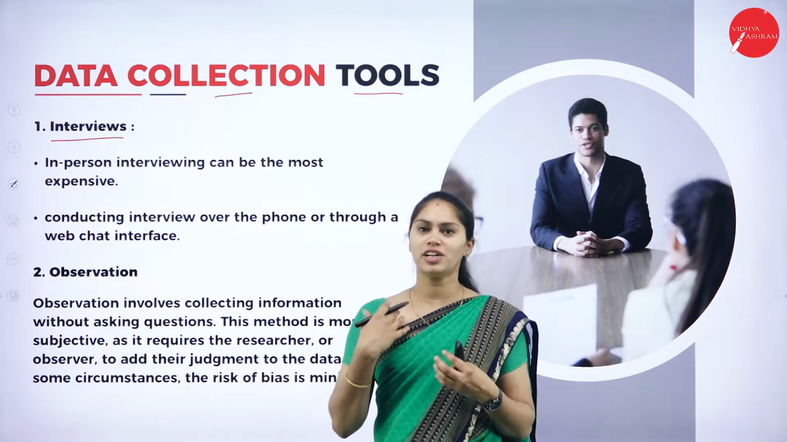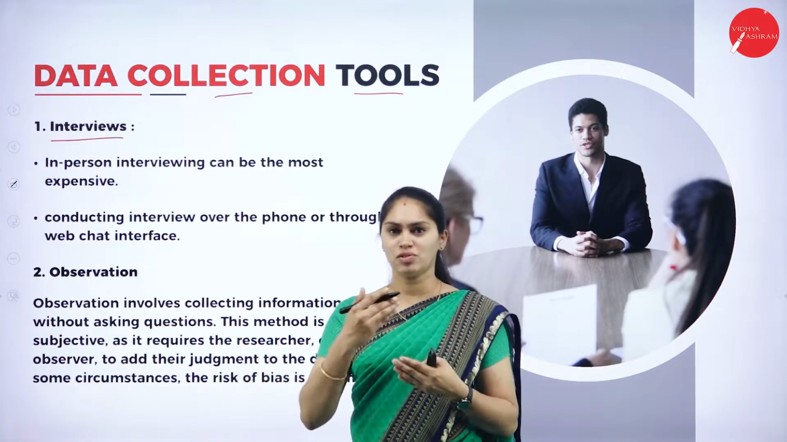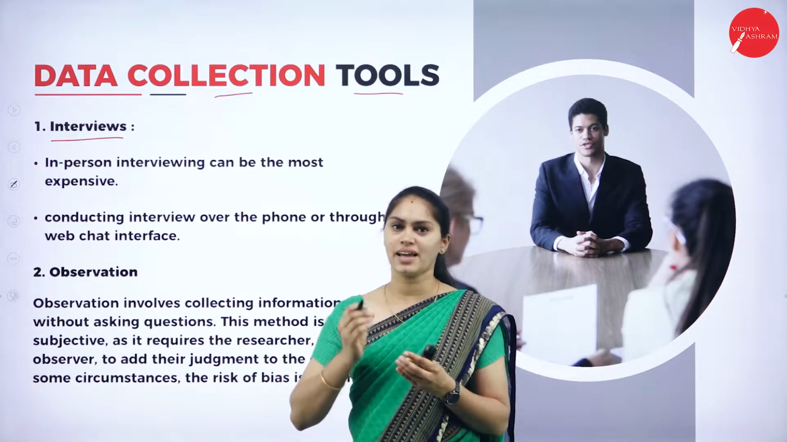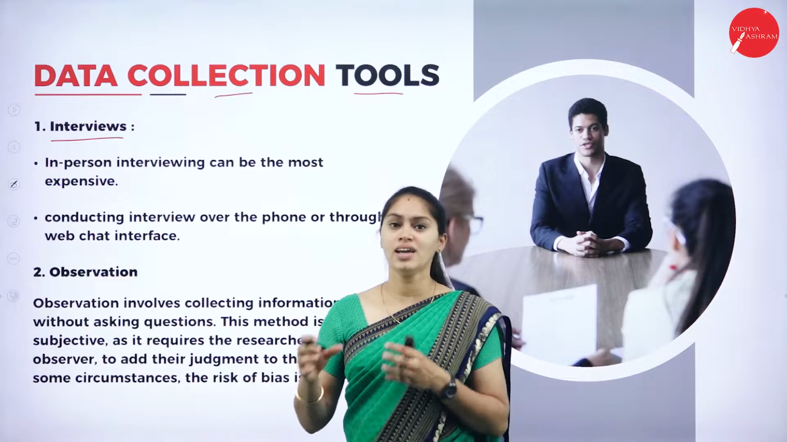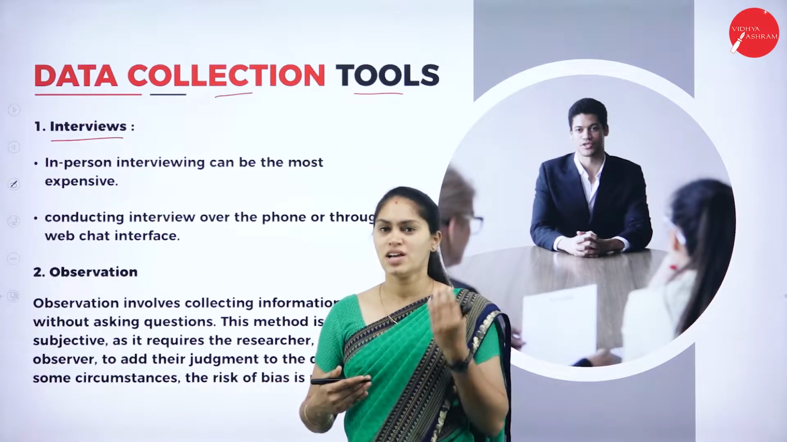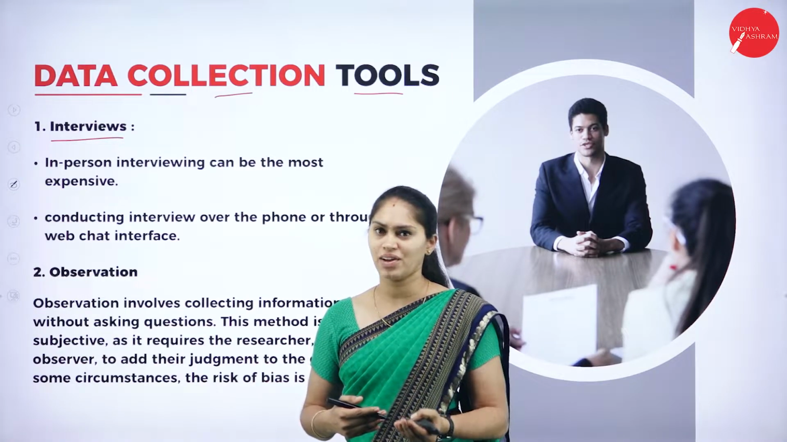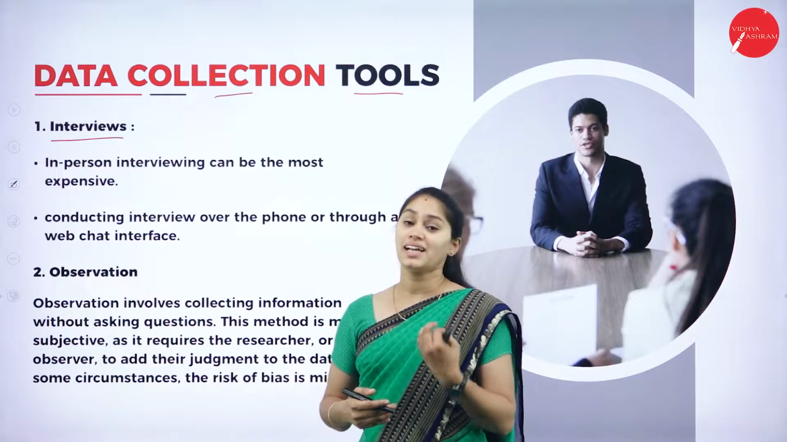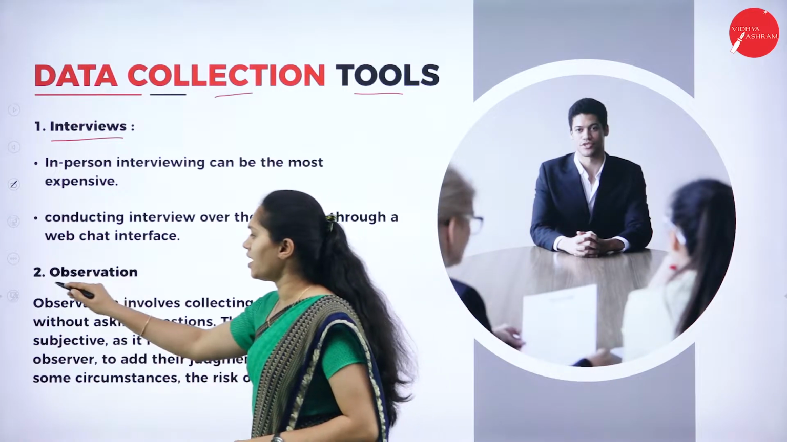For example, if I want to join a college, I will have some questions regarding the college, like what is the rating of this college, what are the timings, and how many work days we have. We have predefined questions, and those questions will be asked in a systematic manner. By using the answers they give, we will get the data. So the first method is interviews. Next we have observation.